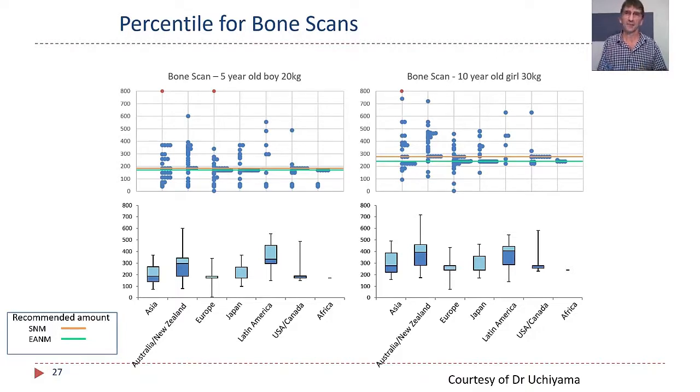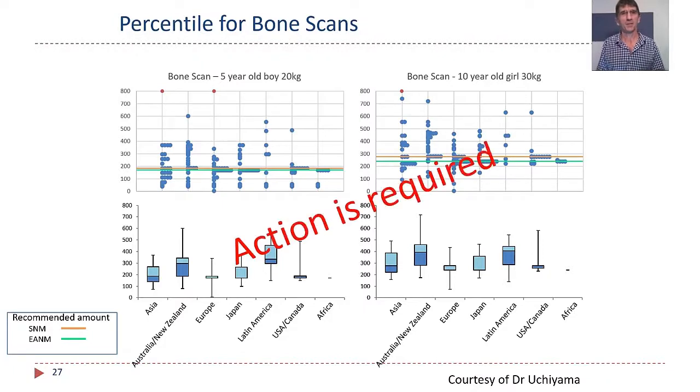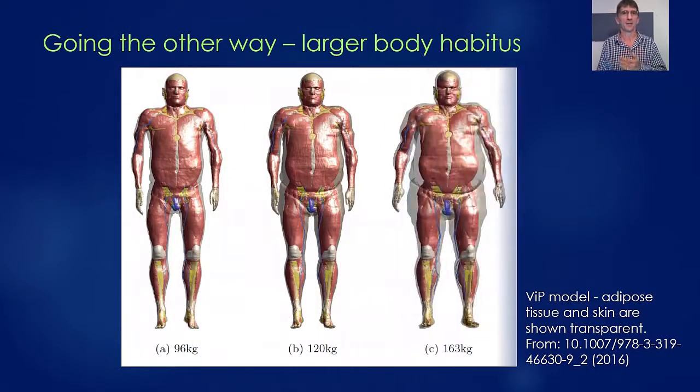So to me, we need action. We need to be thinking carefully about what we're doing, and we need to be collecting actually more data, and I believe our ARPANSA are working on that as well. But I was interested in what happens when you go the other way, because it's actually a bit of an unanswered question in nuclear medicine.